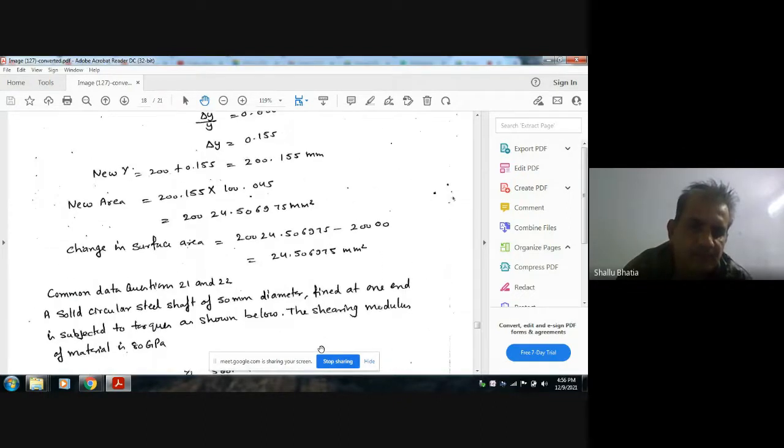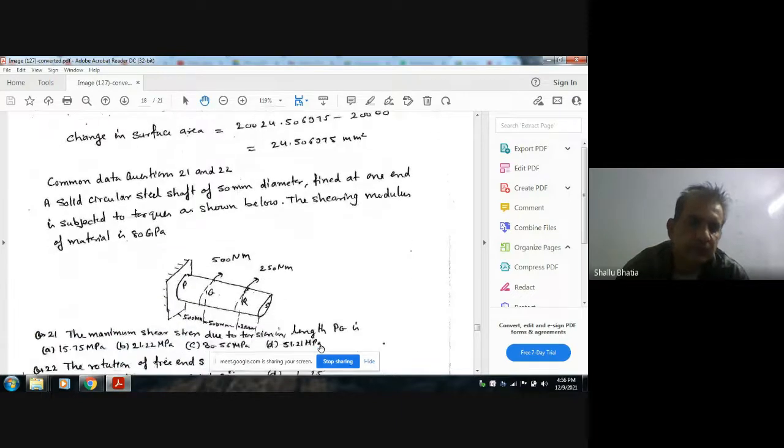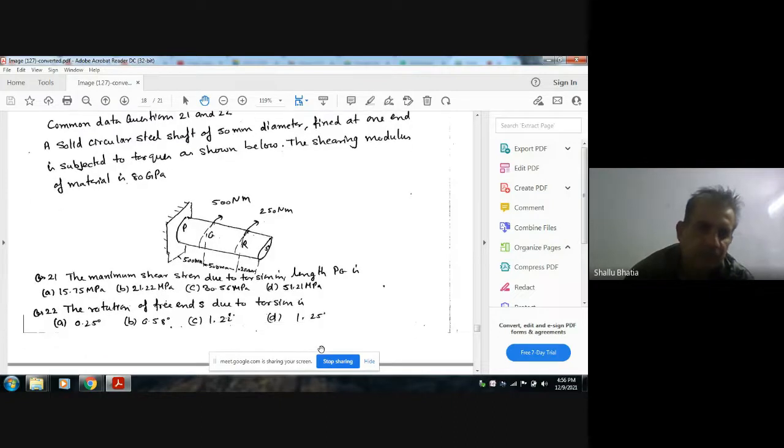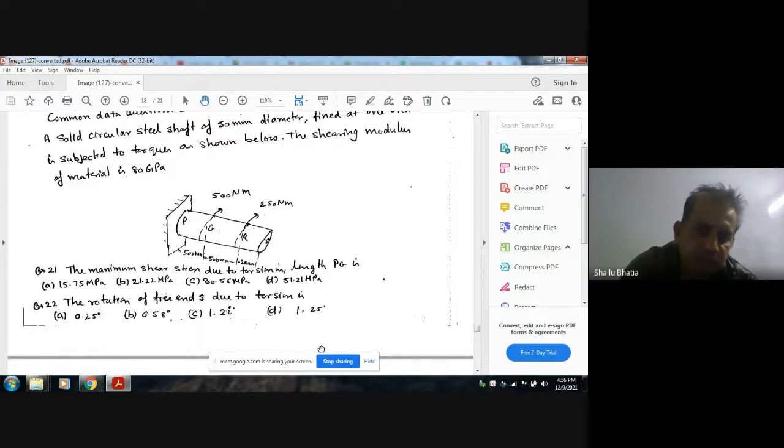Next, common data question for 21 and 22. A solid circular shaft of 50 mm diameter fixed at one end is subjected to torque as shown below. Shearing modulus of material is 80 GPa. Two questions: the maximum shear stress due to torsion in length PQ. This is length PQ. Here 500 Newton meter is acting.